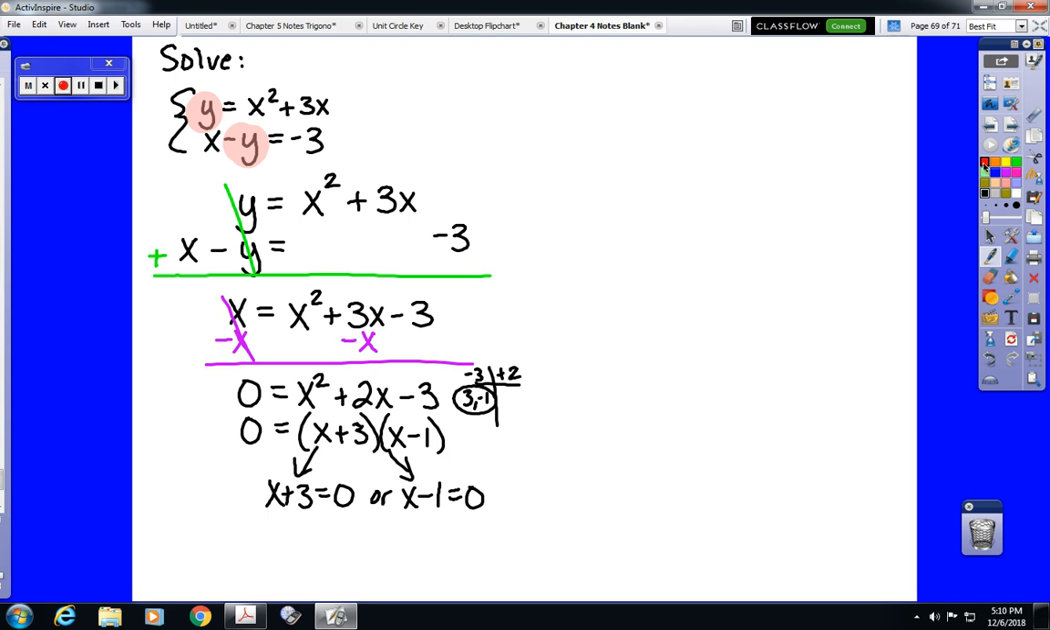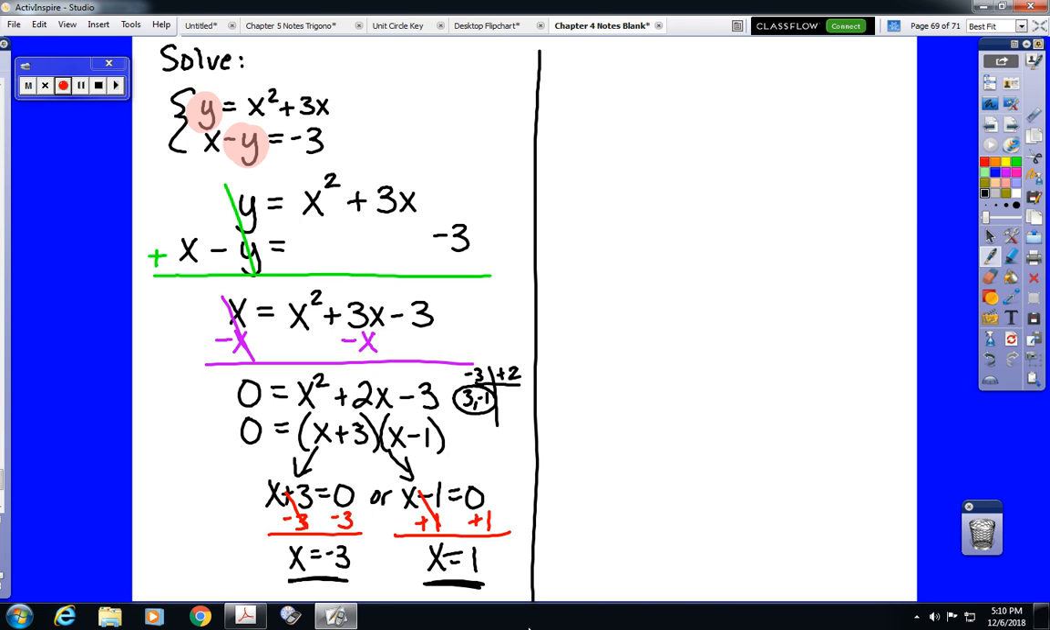Then we're going to solve each of those. So we subtract 3 from each side in the first equation, and add 1 to each side in the second equation. That gives us x equals negative 3 for the first possible solution, and I really shouldn't circle it because it's not the answer to the problem, just the step. And x equals positive 1. Now we're going to take those, we're going to plug them in up above. Now this time I would actually plug them into the top equation because that equation is already solved for y. Makes it a little bit easier to evaluate.